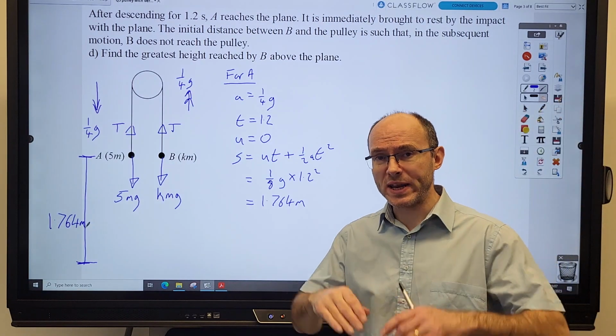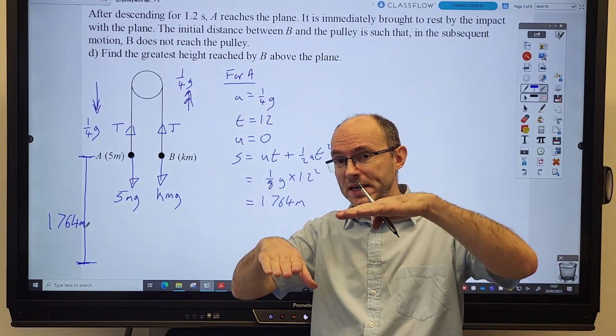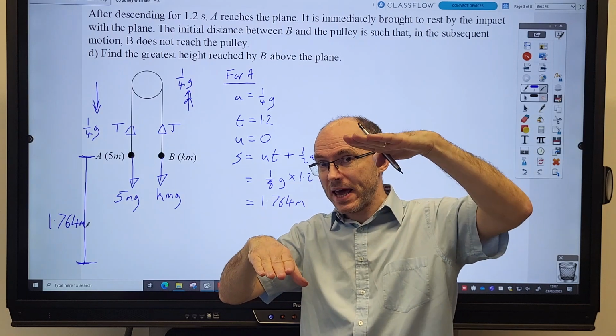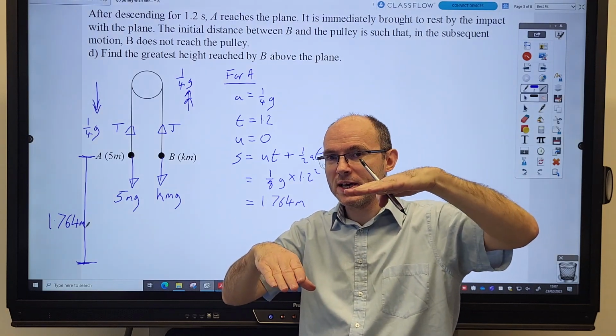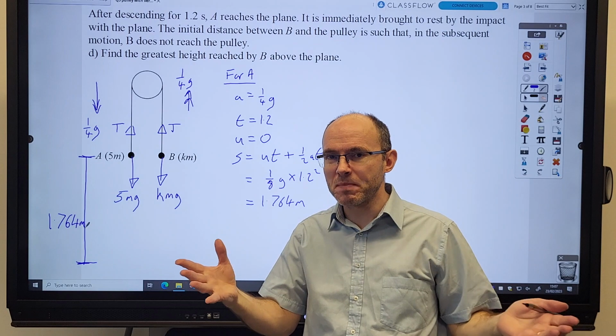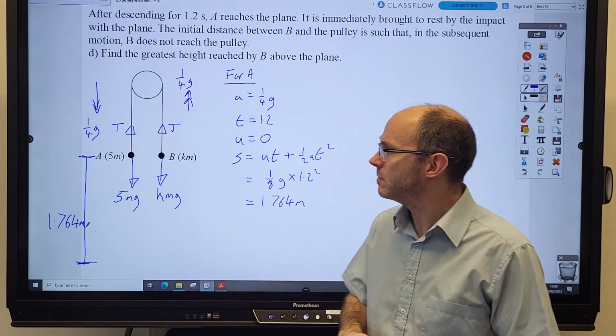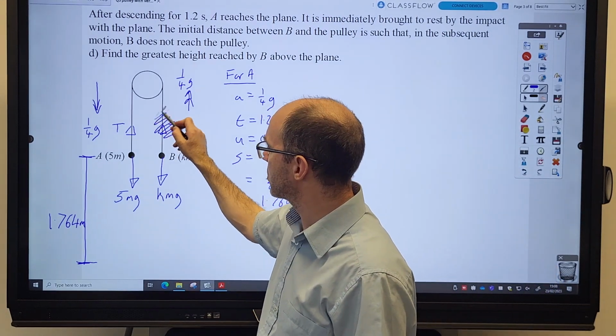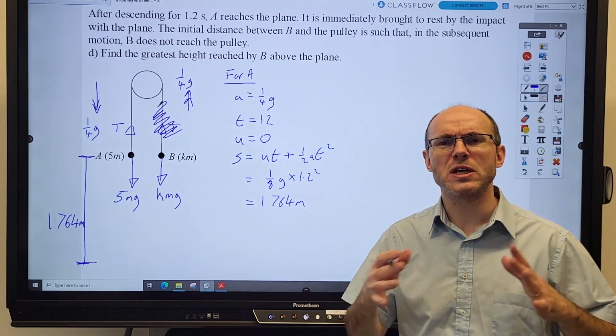I did say that when A hits the ground, it stops dead. B doesn't stop dead because it's in mid-air. There's nothing for it to stop. It doesn't reach the pulley. It keeps going for a little bit. It now becomes a particle falling freely under gravity because the tension of the string will no longer be there. The string will be slack. That's the whole thing about the string being taut.